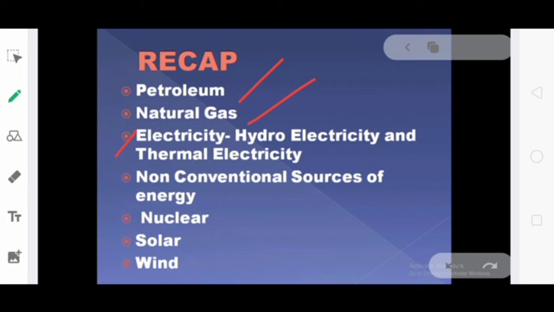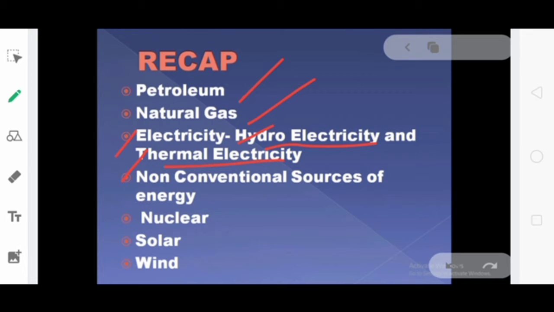Then we discussed electricity. Electricity has such a wide range of applications in today's world that its per capita consumption is considered as an index of development. Electricity is produced in two ways, hydroelectricity and thermal electricity. Hydroelectricity is generated by fast flowing water which drives hydro turbines. Thermal electricity is generated by using coal, petroleum and natural gas to drive turbines to produce thermal power.